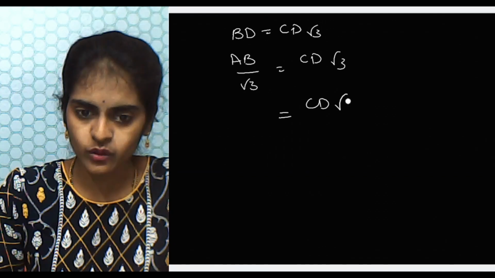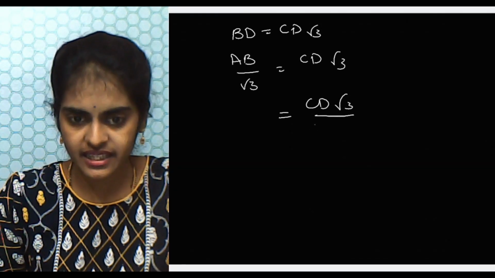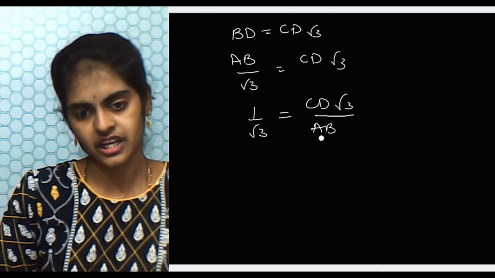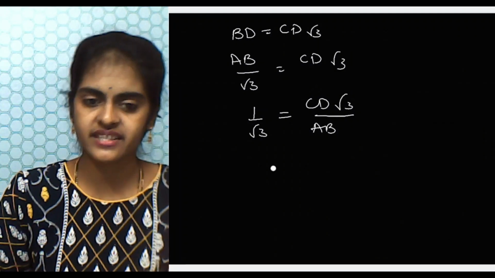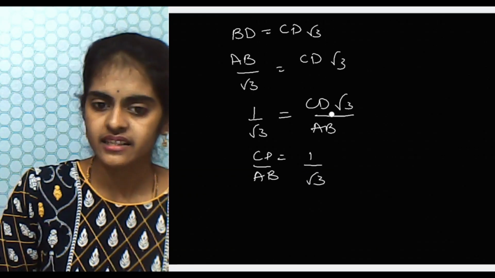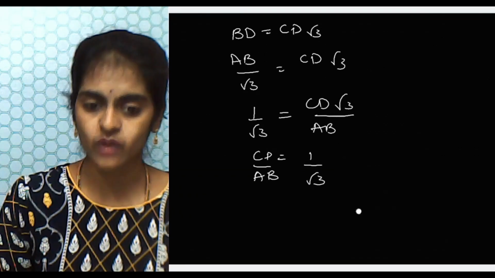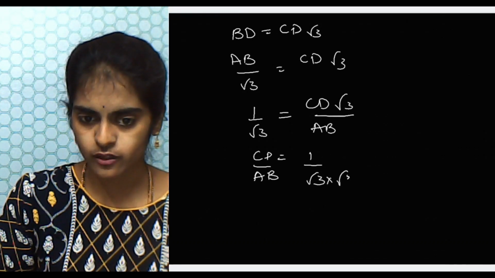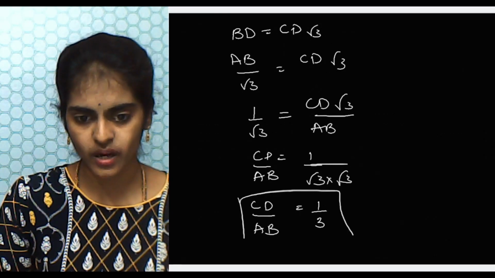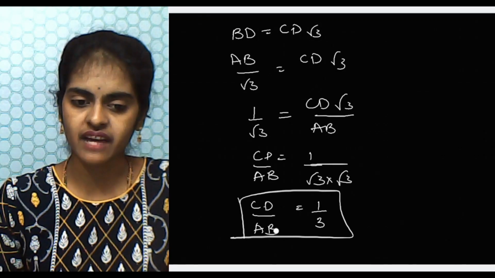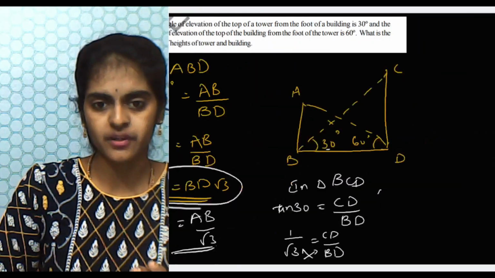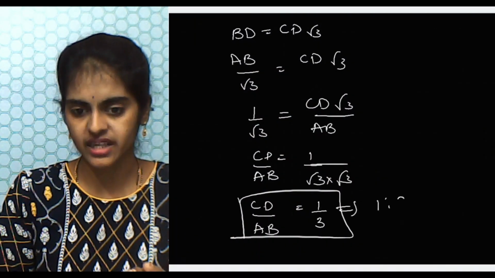So CD root 3 divided by, let me send this AB here to RHS, so it becomes divided by AB, is equal to 1 by root 3. Let me send this root 3 to the other side. So it becomes CD by AB is nothing but 1 by root 3 here. This root 3 is in multiplication, transposing it to RHS, this becomes division. So this is nothing but 1 by 3. So CD by AB is nothing but 1 by 3. So the ratio of the height of the tower and building is nothing but 1 is to 3. So you can write this as 1 is to 3.